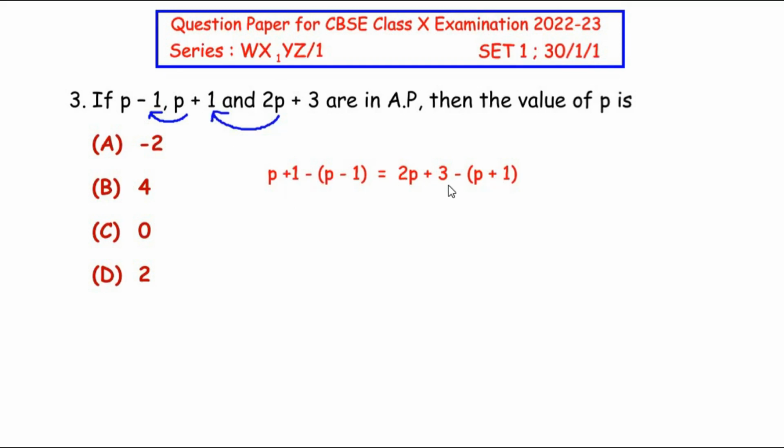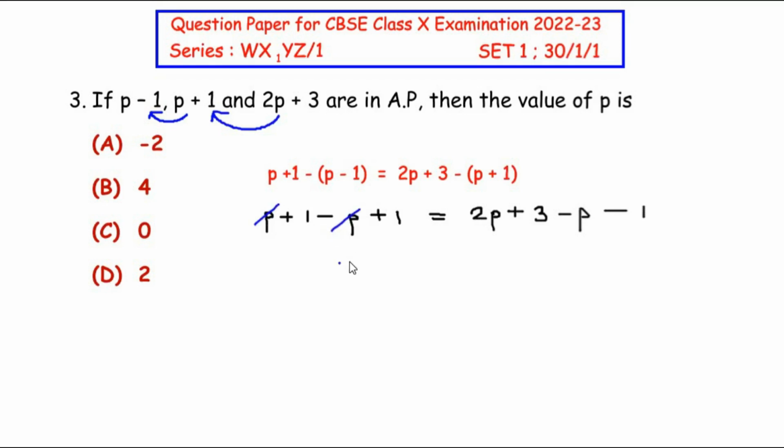Now let us simplify this by expanding the brackets. So we get p plus 1, and then minus multiplies with the bracket, so minus times p gives us minus p, and minus times minus 1 gives us plus 1, is equal to 2p plus 3, and minus times p gives us minus p, and minus times plus 1 gives us minus 1. Now on the left hand side, the plus p and minus p add together to give us 0. So let us cancel it out.